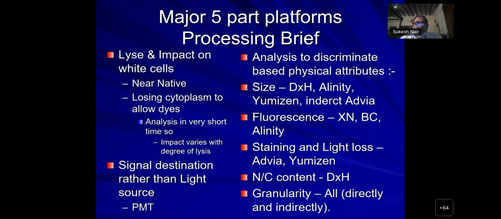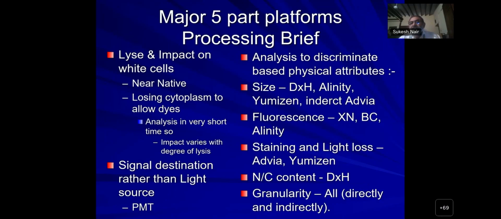If you want to base it on fluorescence, the intensity of the staining of the nucleus, because we know that immature cells will fluoresce more, since these fluorescent dyes are predominantly RNA dyes, then you have to depend on XN from Sysmex, BC from Mindray, and Alinity also from Abbott. If it is based on staining and loss of light, because of the staining the light will either get absorbed or refracted, and based on the amount of light lost it will differentiate cells. That is either Advia from Siemens or Unicel from Horiba.